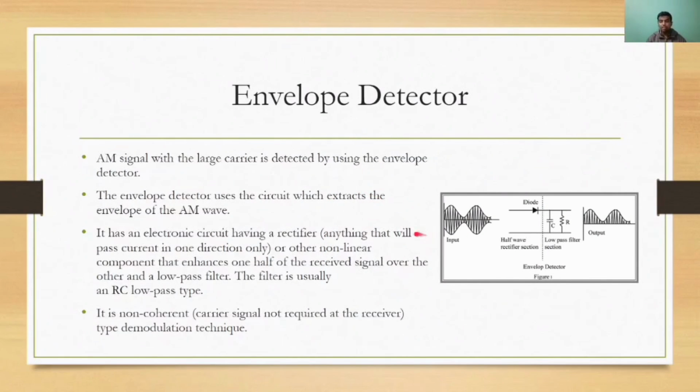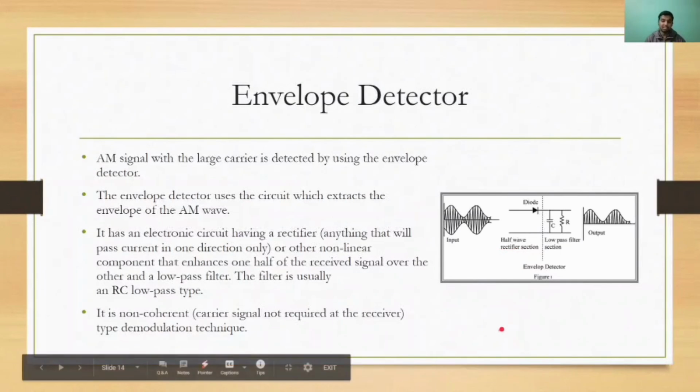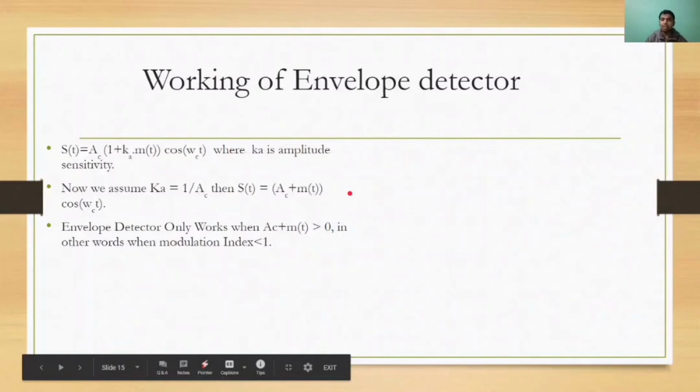So now we will discuss the envelope detector. What does an envelope detector do? Basically, it is used when a large carrier is used as the carrier wave. What it does is extract the envelope of the AM wave. As you can see from this figure, this is the circuit of the envelope detector. We have a diode which will act as a rectifier. Then we have an RC circuit here. We provide an input which is an AM wave, and this is the output. It's a non-coherent type of demodulation because we don't require knowledge of the carrier wave at the receiver end. Now we will discuss the working of the envelope detector.